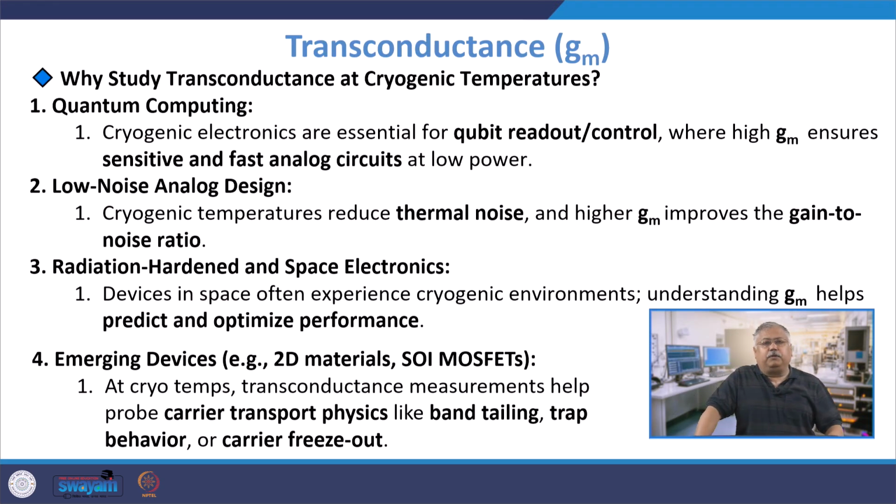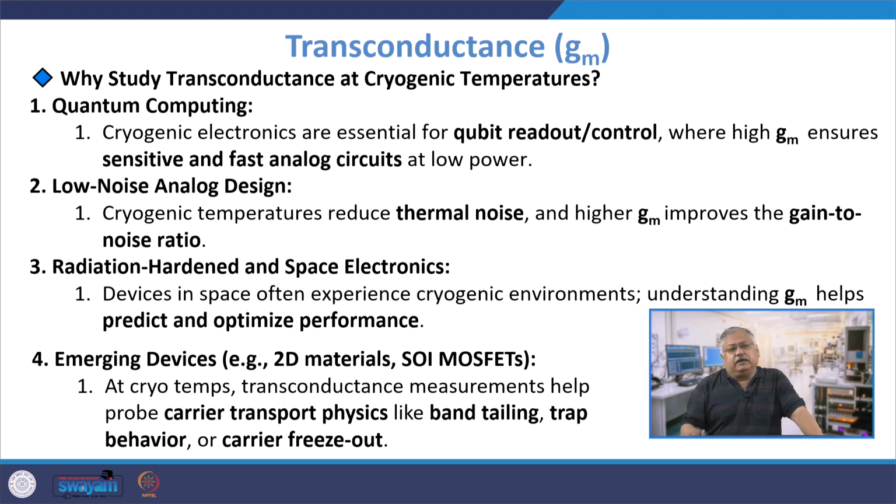Typically in quantum computing, when you do a readout or control of the qubits, you require high GM in order to ensure very fast analog circuits. Where transconductance is higher, it basically means it is very sensitive, your gains are very high, and even at low power you will be able to extract the information out of the readout signal. Similarly, in low noise amplifier design, you require the signal to noise ratio to be relatively high. This can only happen when you have a larger transconductance.